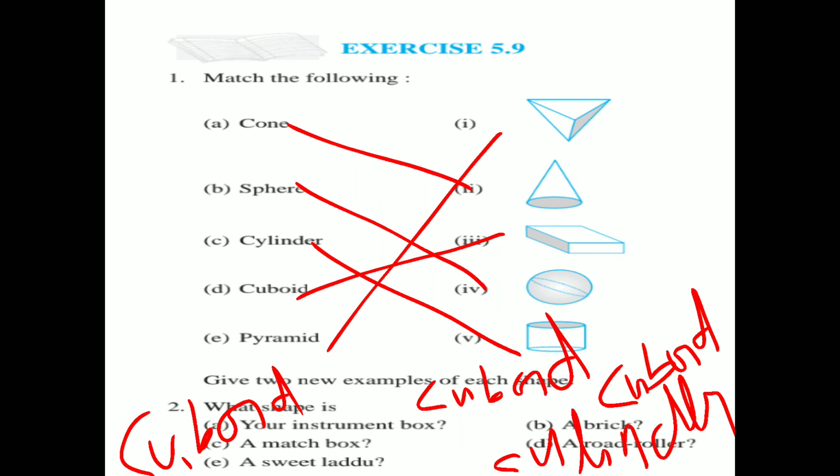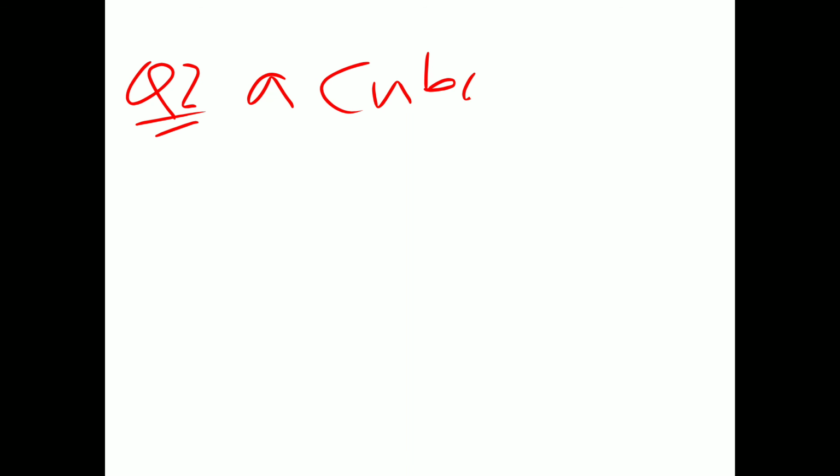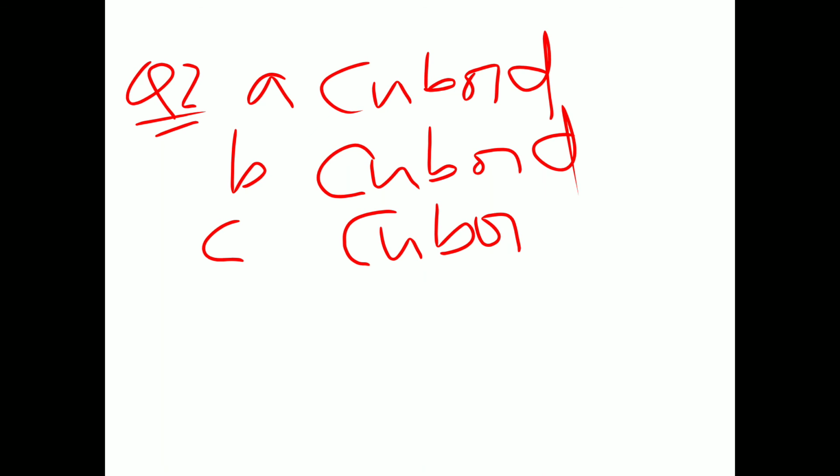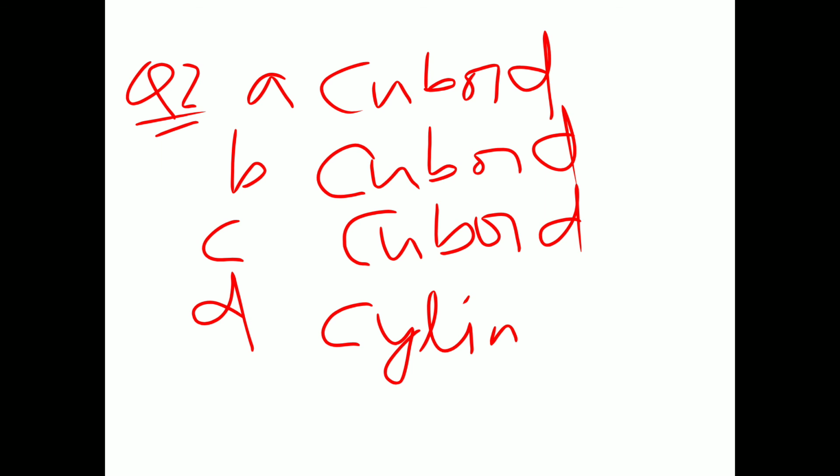So I don't have the space, so I will write over here. Question number 2, A part answer is cuboid. You can write it in the book only. B part answer is again cuboid. C part answer is cuboid. D part answer is cylinder because roller is in cylinder shape. And sweet laddu is in the shape of sphere.